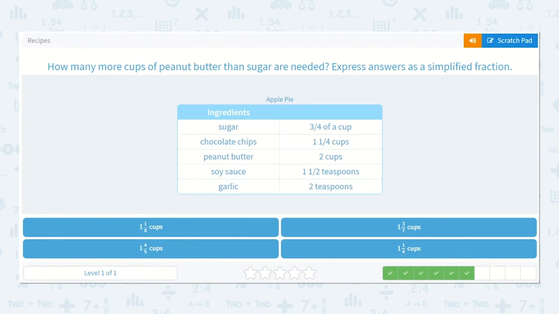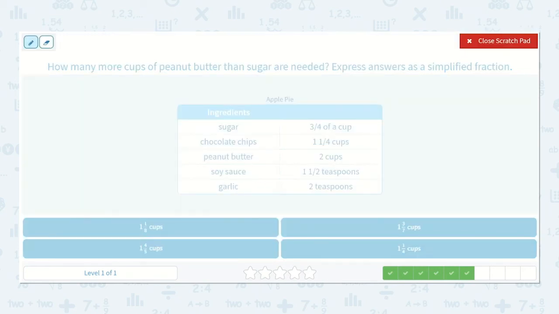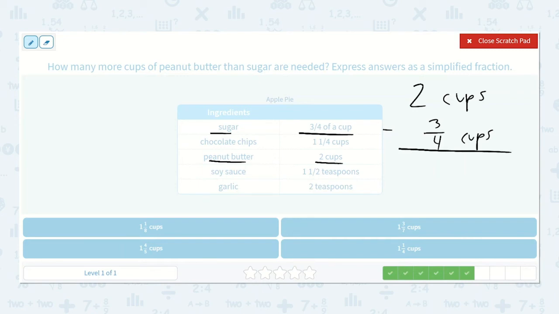How many more cups of peanut butter than sugar are needed? Express your answers as a simplified fraction. So how many more cups of peanut butter? Peanut butter is 2 cups, and sugar is 3/4 cup. I see that peanut butter is 2 cups, but since I know I'm going to need to take away 3/4 cup, and there is no fourths in this problem right now, we can break apart this 2. We could say that 2 is equal to 1 whole and 4/4.